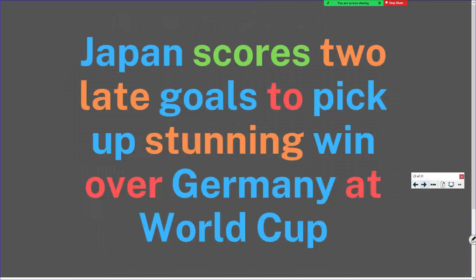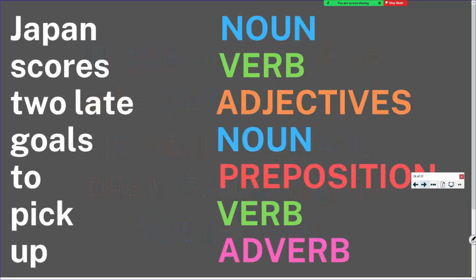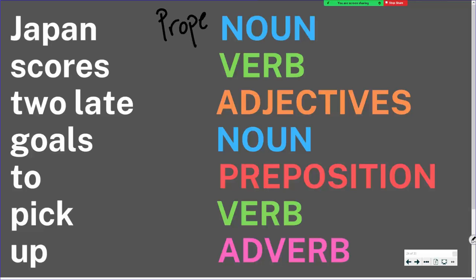So there's my headline with all of the parts of speech broken down. I've got nouns in blue, verbs in green, adjectives in orange, prepositions in red. And we'll break that down like we usually do. So Japan is, of course, a proper noun. We always capitalize it, capital J, Japan.